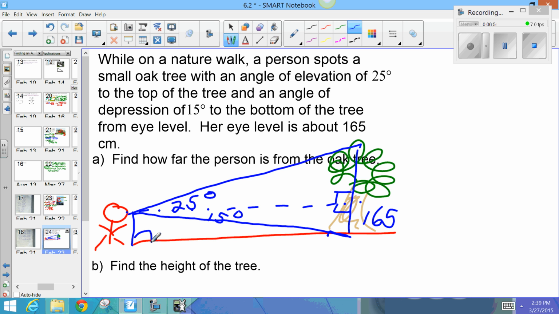So if her eyes are 165 off the ground, then the opposite side of that rectangle will also be 165. How far is the person from the oak tree? We're looking for this X. I do not have an angle inside this right triangle.